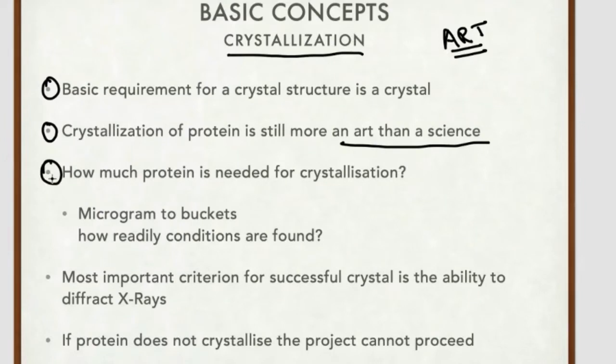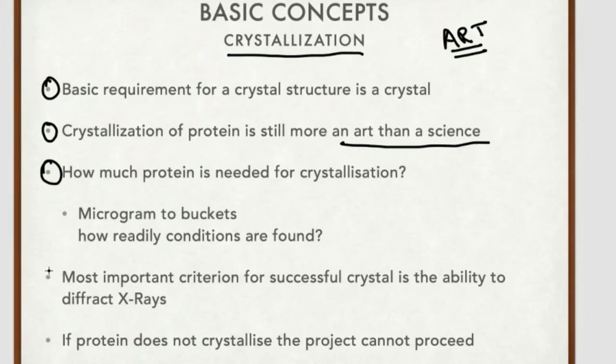So how much protein is needed for crystallization? If you want to crystallize a protein, how much protein is needed? That depends. Sometimes you may need a very small quantity, a milligram, a microgram. That quantity may be enough, right? Sometimes you may need buckets of protein molecule. That depends on how much similar protein is already crystallized, whether it is a very new protein or an already existing protein, whether the conditions support the crystallization or not. All those decide how much quantity we need.